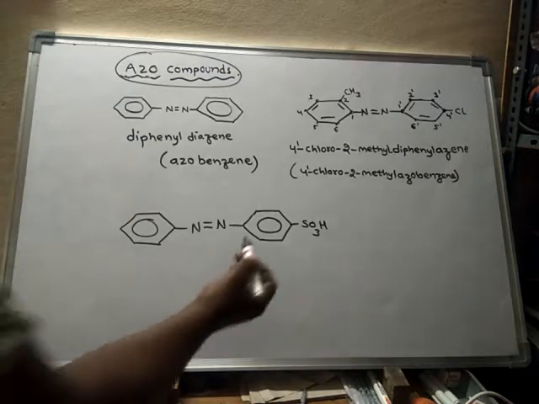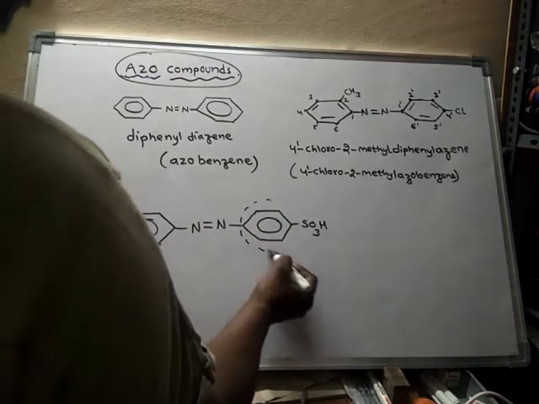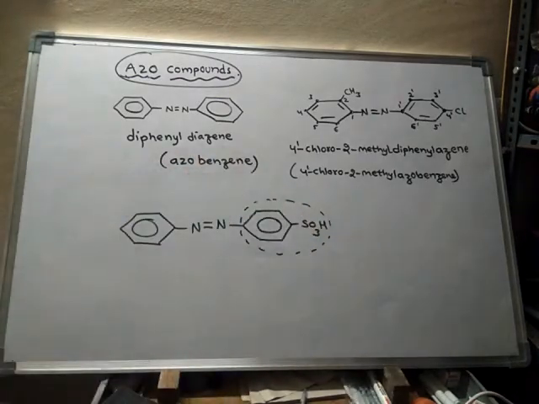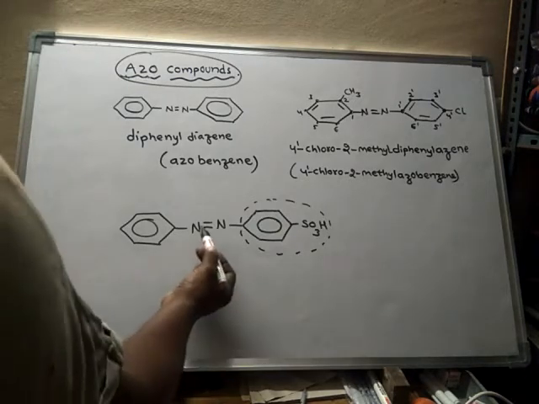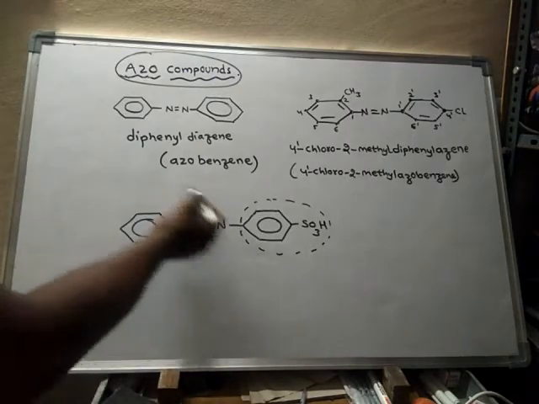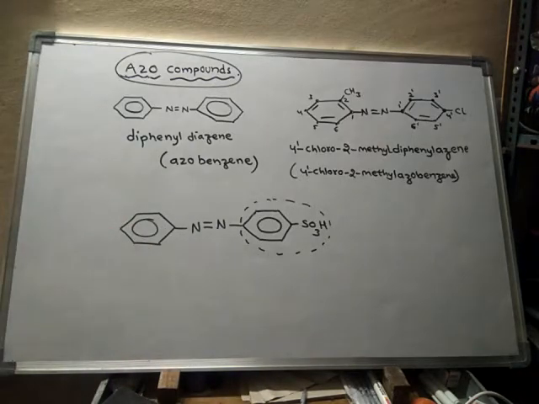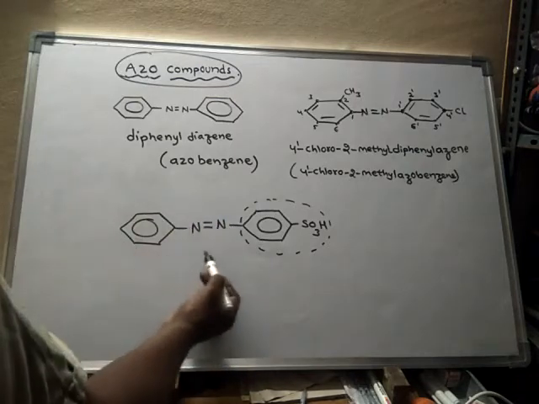then look here: when sulfonic acid is present on this benzene, this will become the parent. This entire thing will become the parent chain, and this part will become the substituent. So what is the substituent here? This is phenyl diazenyl. The substituent is called phenyl diazenyl.